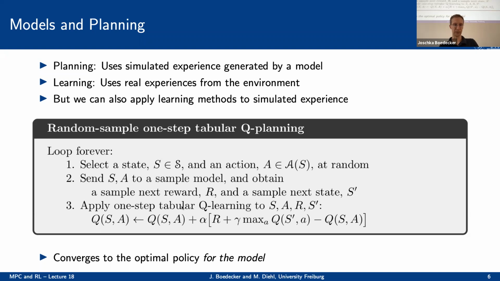And then the model that we have, actually we don't improve the model in this case, we just rely on a model. And then we apply one-step tabular Q learning to this tuple of S, A, R, and S prime. So this then just is the Q update here as we had it in Q learning, okay? So that works, and it will converge to an optimal policy in the end, optimal Q values, and then you can extract the optimal policy from that.